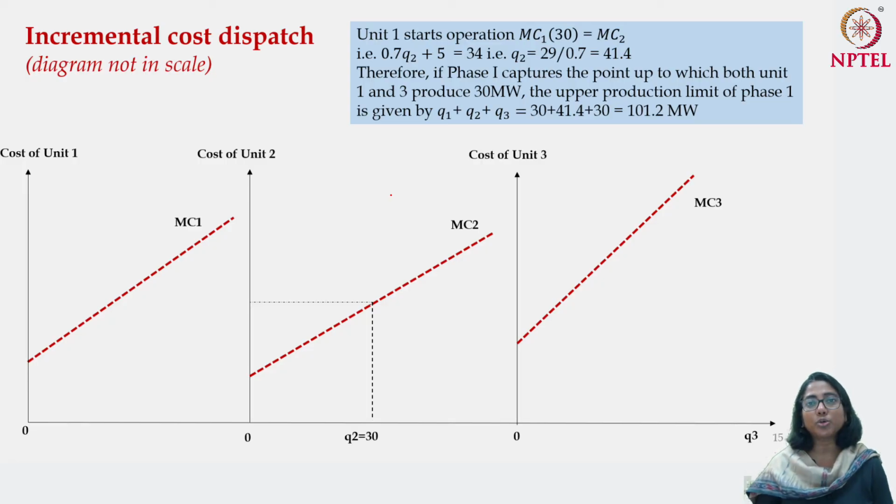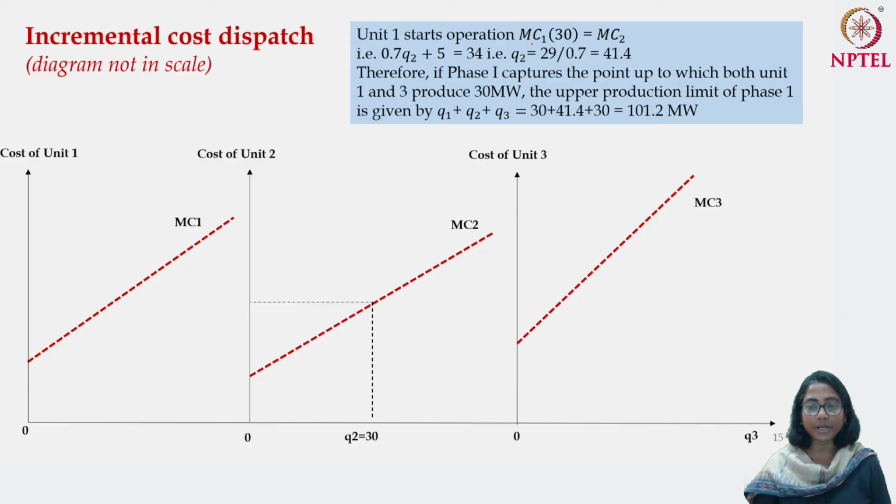Now the question is, do you think that once this 90 megawatt is produced, the rest 110 megawatt will all be produced by the second plant, or is it going to be distributed between the other plants as well? The logic goes like this. So unit 1 does not operate until the costs are equalized for these two plants.